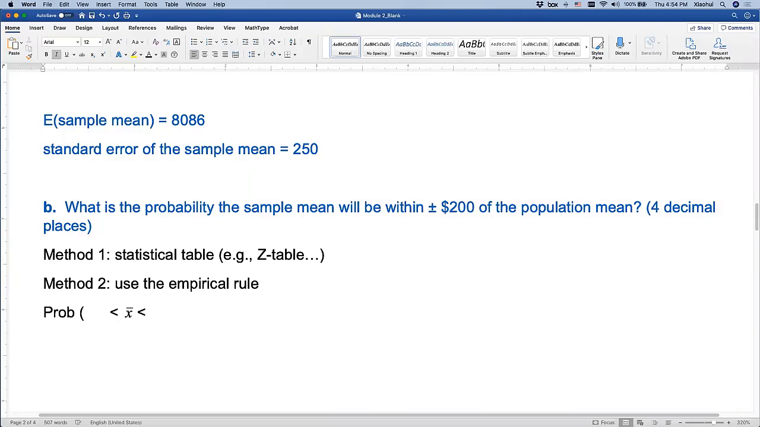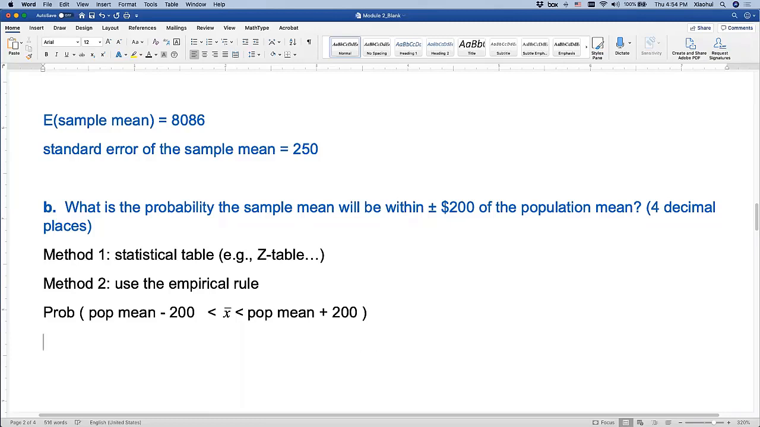So I'm just going to put a less-than sign on each side. On the left-hand side, X bar has to be more than the population mean minus 200. On the right-hand side, it's going to be the population mean plus 200. Does it make sense what I'm doing? Because it says within plus or minus 200, X bar is less than population mean plus 200, but also more than population mean minus 200.